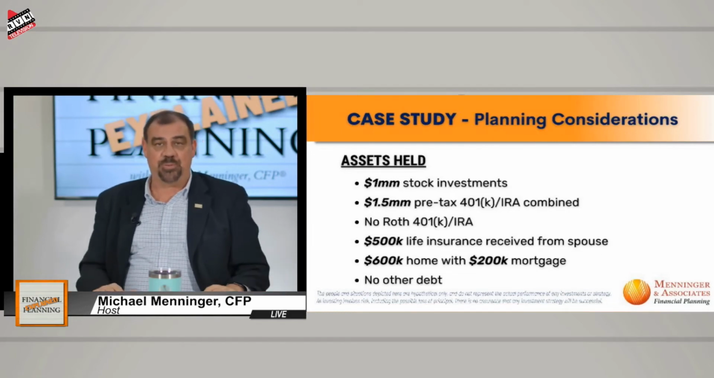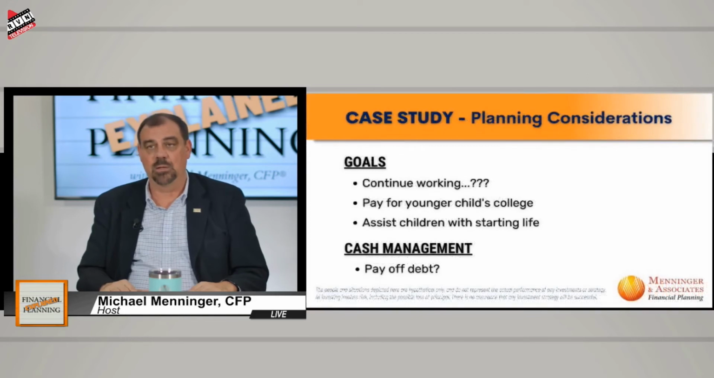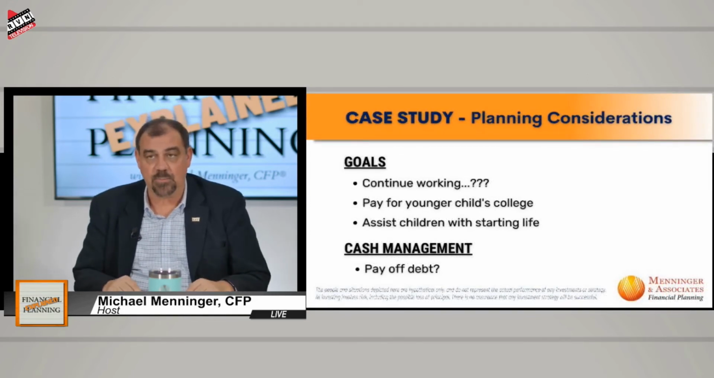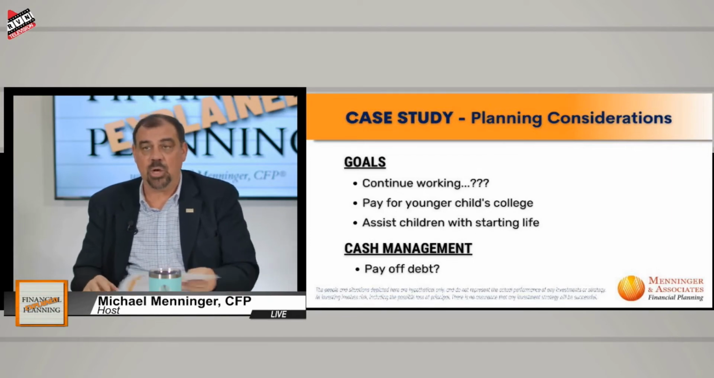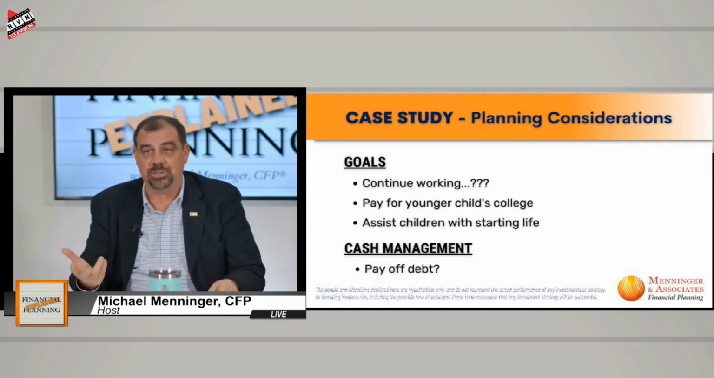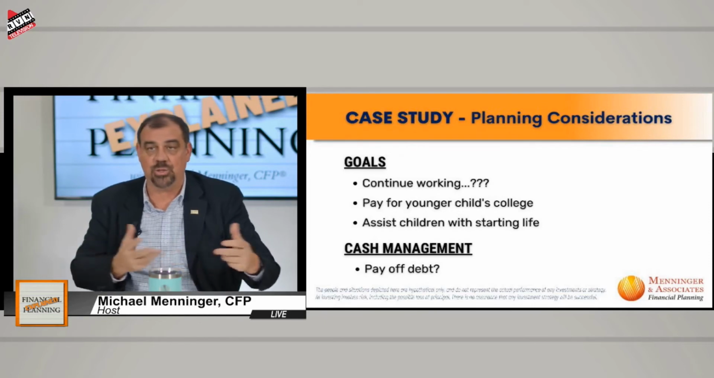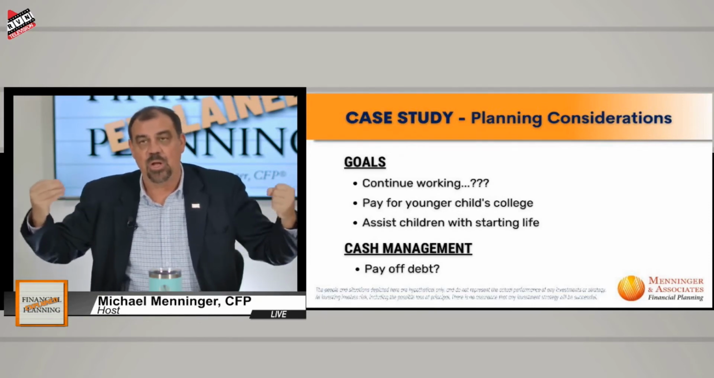which then raises the next question from a cash management perspective: do you pay off the mortgage? Okay, well, that's a good question. Does he continue working? And so what do you do about the kids? Do you want to pay for college, or what do you want to do? So there's a lot of different questions. What are your goals?